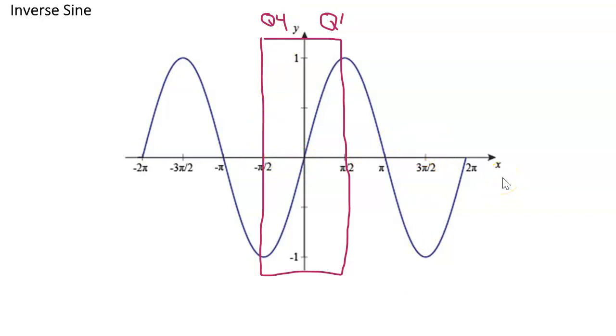Now when we do inverse sine in our calculators, we're either going to get a negative angle between 0 and 90 degrees, or a positive angle between 0 and 90 degrees, representing this restricted domain.